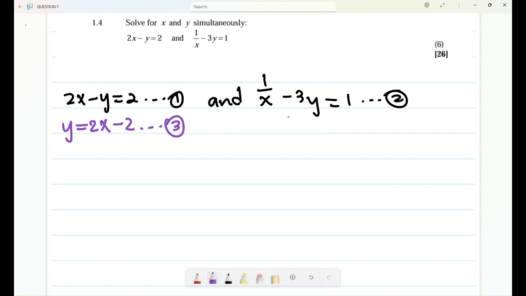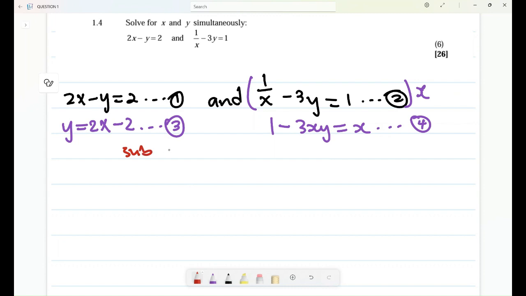Now, can I multiply everything here by x? Why? I'm trying to remove this x as a denominator. So when I do so, it's going to be x multiplied by 1 over x, which just removes the denominator, minus 3 multiplied by x, which is negative 3xy, equal to 1 multiplied by x, it is x. I can just leave it like this for now and say this is equation 4.